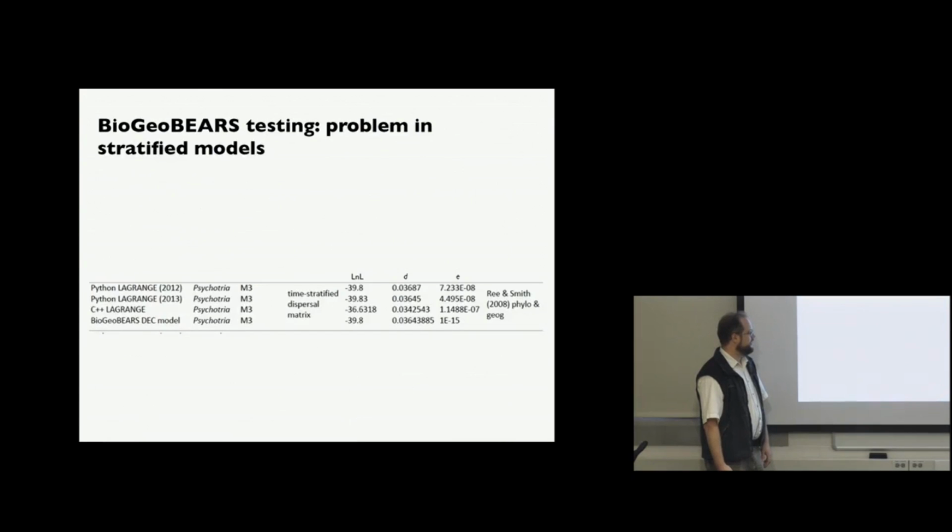The one case I didn't get the same numbers was a time-stratified analysis, where you have different dispersal rates at different points in time, which is quite complicated to get right. In that case, I agree with one of the implementations of Lagrange, and the other ones have minor differences.